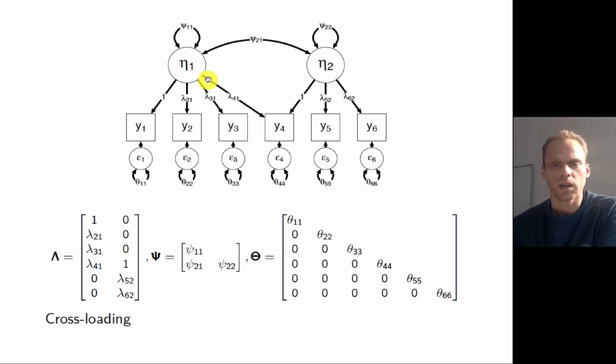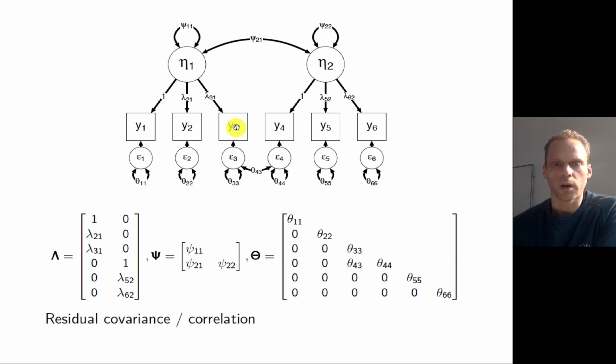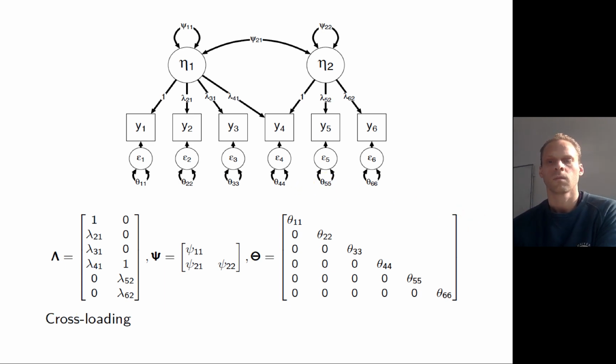I can also add a cross-loading. So here I added a loading here. These are different from each other. This model will allow y4 to correlate with y1, y2, and y3 more. This model will only allow y3 and y4 to correlate with each other more. And we can test that and compare them, and we'll come back to that next week. So that's really all there is to it.